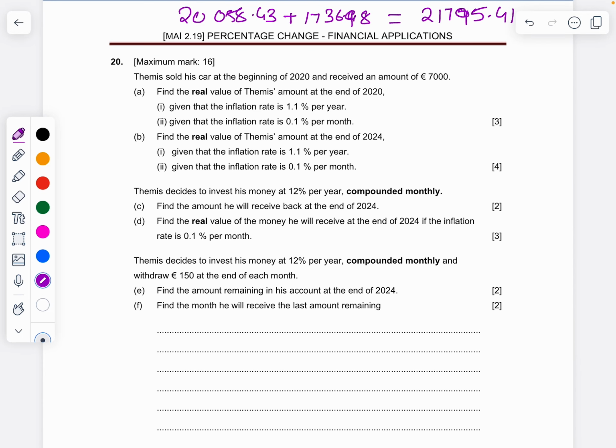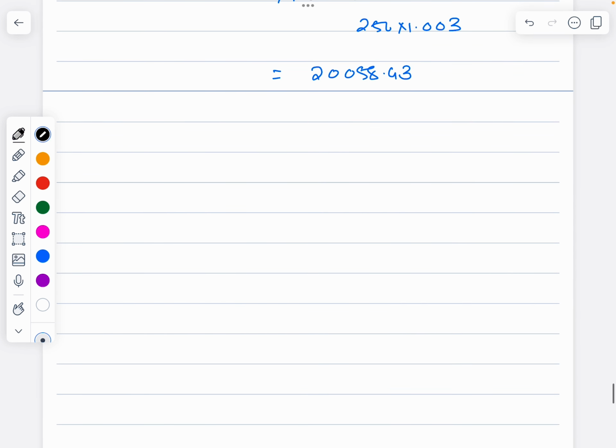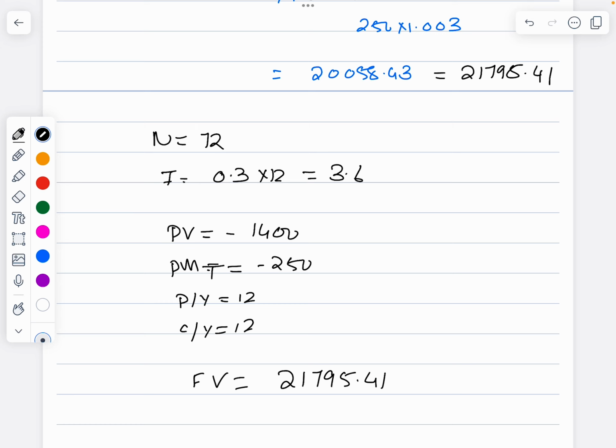But if you want to do it by the GDC method, the same thing we can do. This one was 21,795.41. If you want to do it by the GDC method, n equals 72, then I equals 0.3 times 12, which is 3.6. Then the principal value is minus 1,400, and PMT you are paying is minus 250. Then P/Y should be equal to 12, C/Y should be equal to 12. Then your final value will become 21,795.41. It's going to be the same.